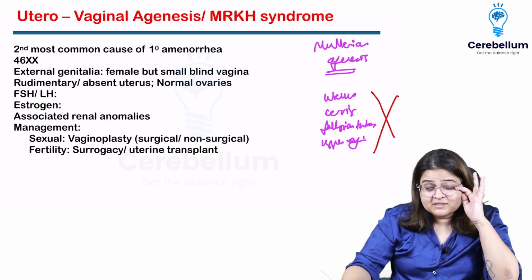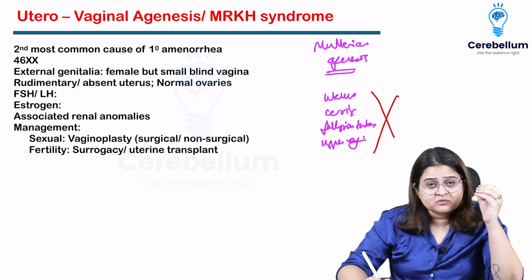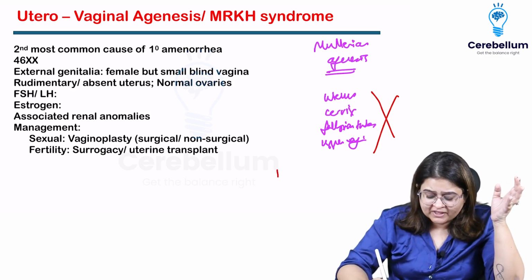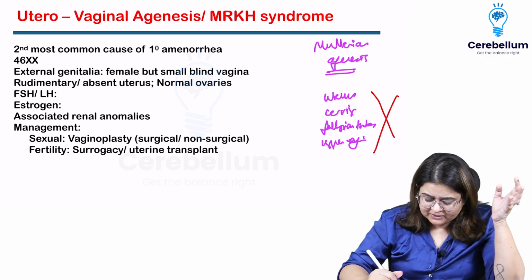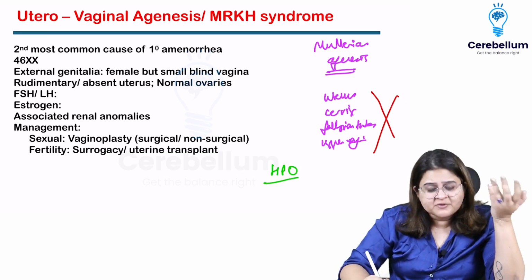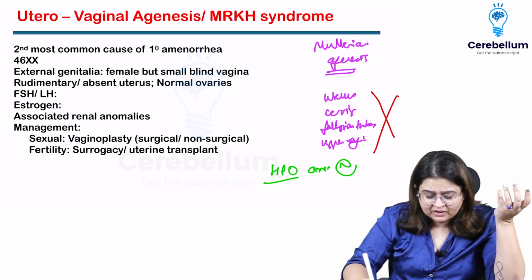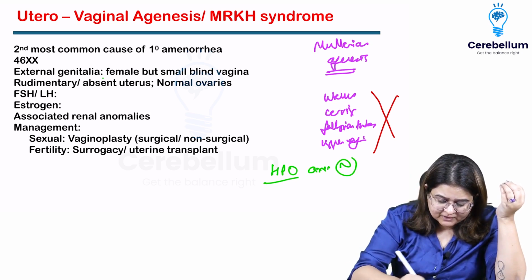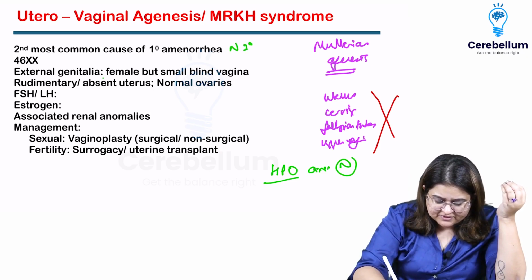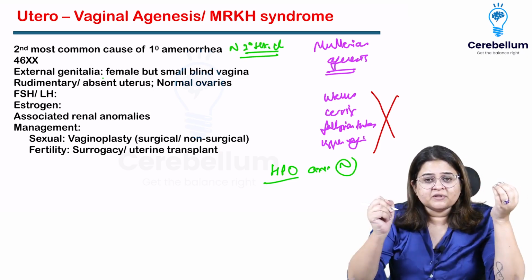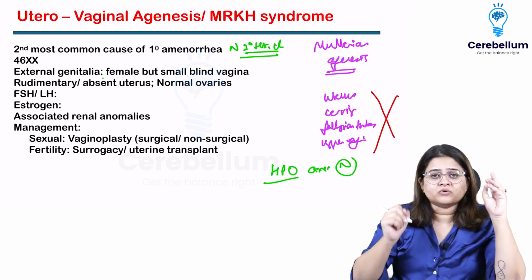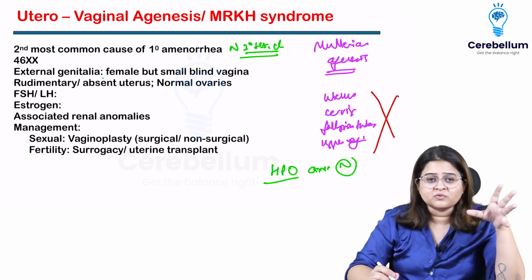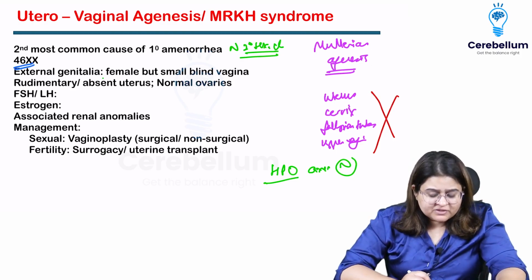Okay. Now, what is the typical presentation? This is going to be a person who looks like a girl with well-developed secondary sexual characters but primary amenorrhea, because the HPO axis is completely normal. The problem is just an absent uterus. HPO axis is normal, so secondary sexual characters are going to be completely normal. And remember, it's the second most common cause of primary amenorrhea. What is the most common cause? The most common cause is Turner syndrome. Second most common cause, Mullerian. When you do a karyotype, you'll find she's 46XX.